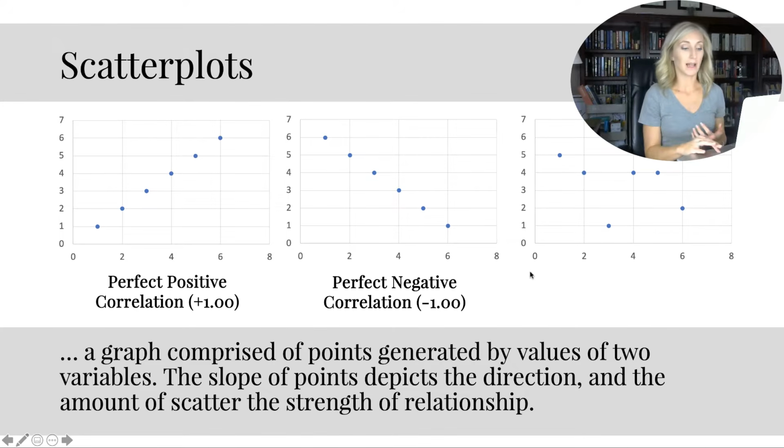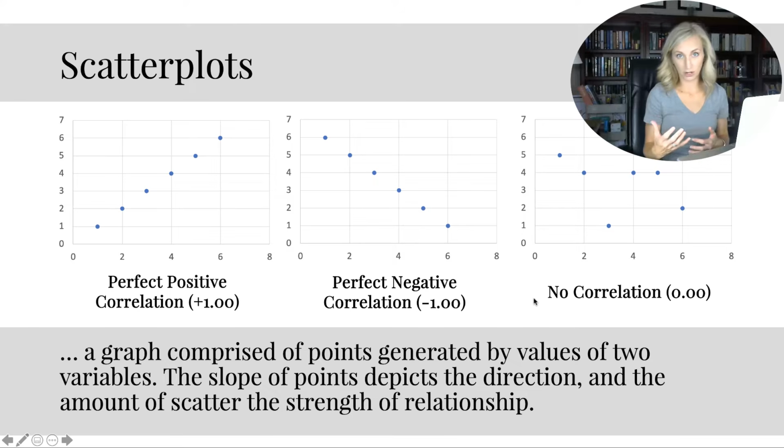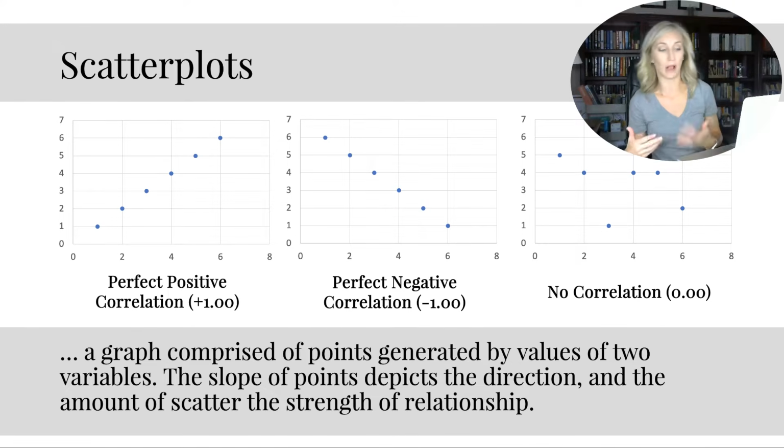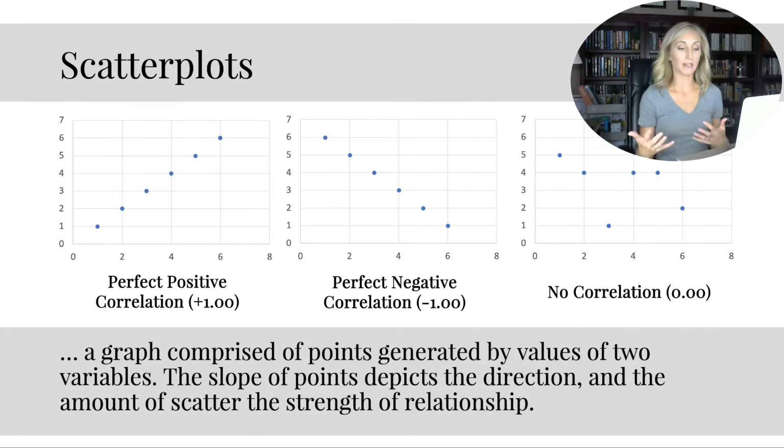Now, this one has a really big scatter, right? You really can't find a line of best fit. It looks like it's probably negative, I think. But there's really no line of best fit, and so there really is no correlation there.